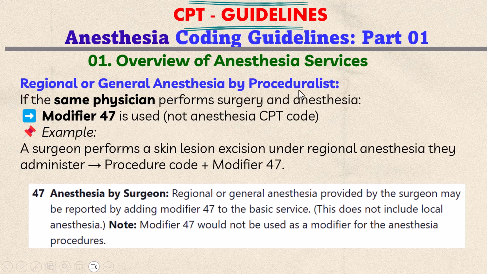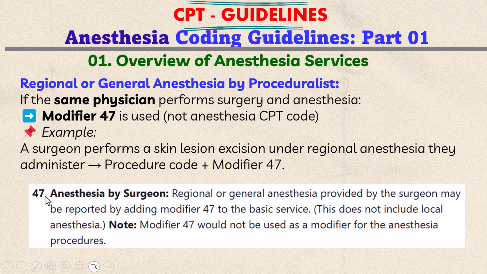Regional or anesthesia by proceduralist. If the same physician performs surgery and anesthesia, Modifier 47 is used, not the Anesthesia CPT code. For example, a surgeon performs a skin lesion excision under regional anesthesia they administer. Here we have to use the procedure code plus modifier 47. So there's no anesthesia code used here.